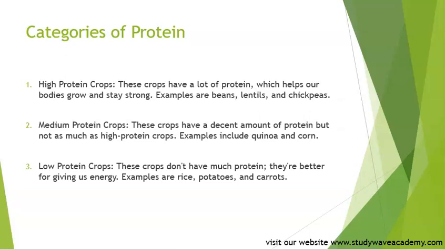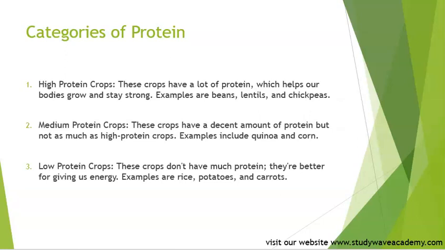So these crops are classified into the various amounts of protein they can provide. We have the high protein crops, medium protein crops, and low protein crops. So the crops we mentioned are classified under their different categories of how much protein they can provide. Beans, lentils, chickpeas are high protein crops.